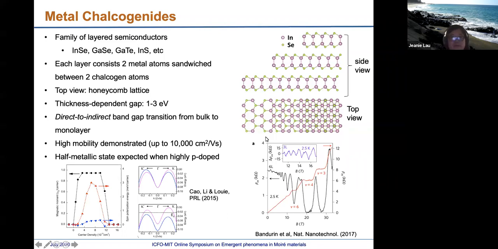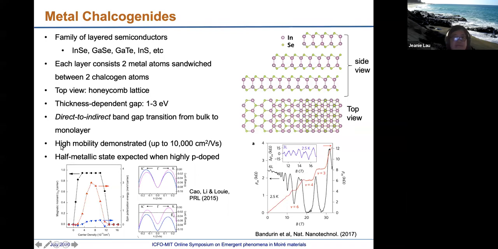If we view it from the top, you actually do have a honeycomb lattice, with the metal and the chalcogen occupying each of the sublattice sites. They have a thickness-dependent band gap ranging up to 1.3 electron volts. And in contrast to transition metal dichalcogenides, these metal chalcogenides have a direct to indirect band gap transition, meaning they have a direct band gap in the bulk, and it becomes indirect in monolayers.